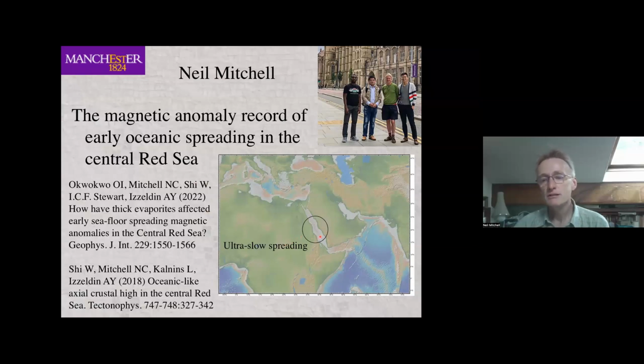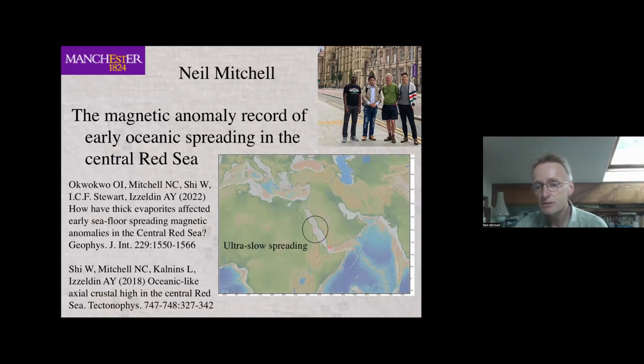Now we return to Africa, Arabia. So we're going to look at the Red Sea, which is another one of these sites where continental rifting is transitioning to seafloor spreading at ultra slow rates. So the spreading rates are comparable to the Southwest Indian Ridge, quite slow.